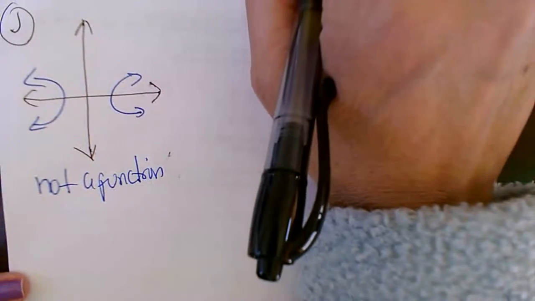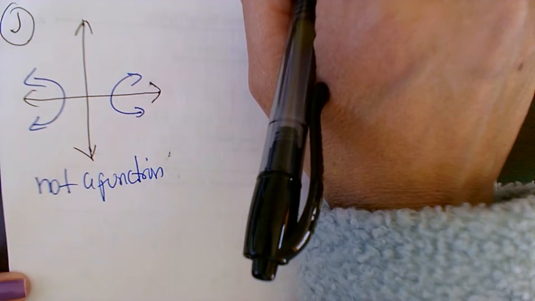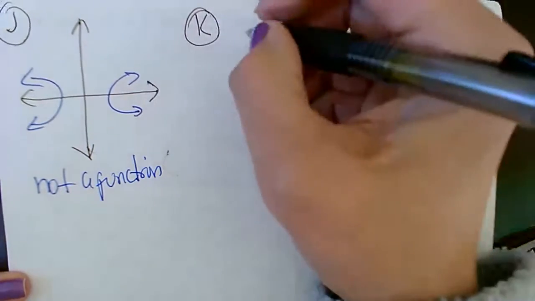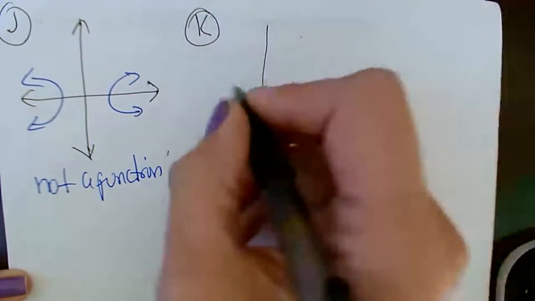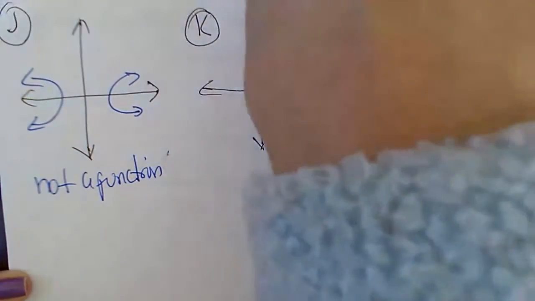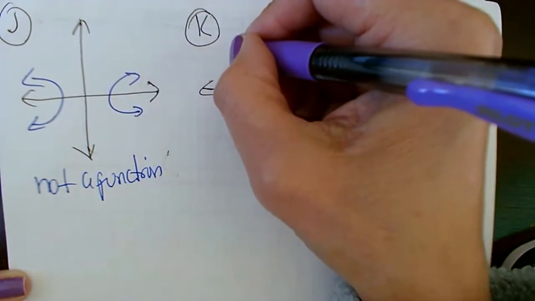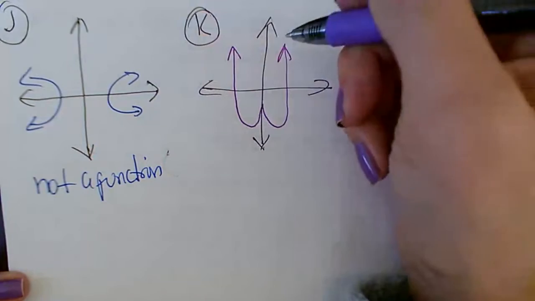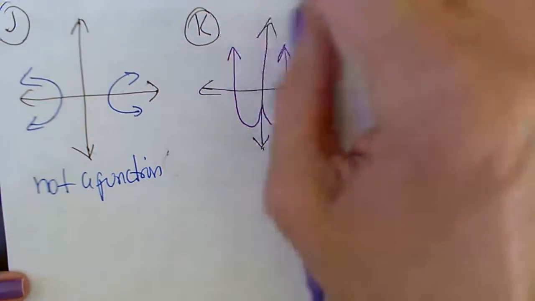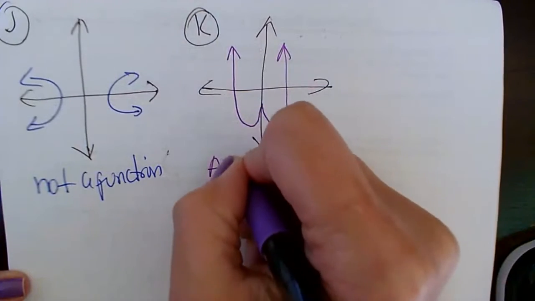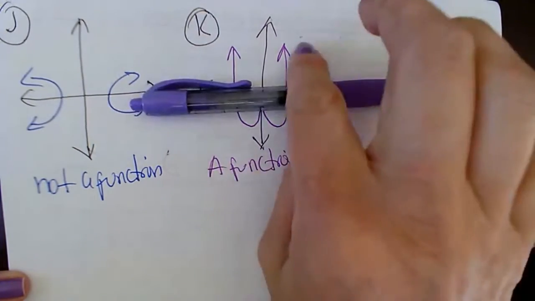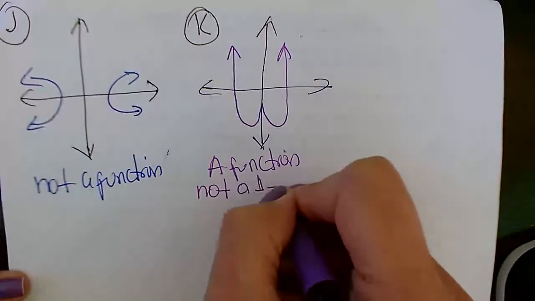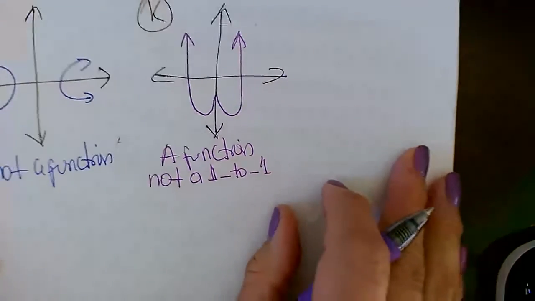And this one. It is a function, but it's not a one-to-one because the horizontal line will touch in both places. So it's not a one-to-one, okay?